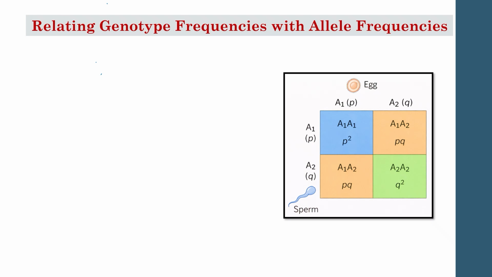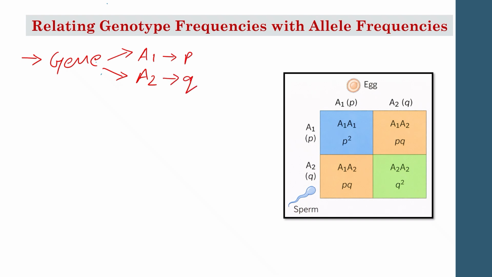Hi everyone. In this video, we will understand the relationship between genotype frequencies and allele frequencies in detail and see how it is actually derived. Let's consider a population in which a particular gene is segregating in two alleles, A1 and A2, with the frequencies p and q.